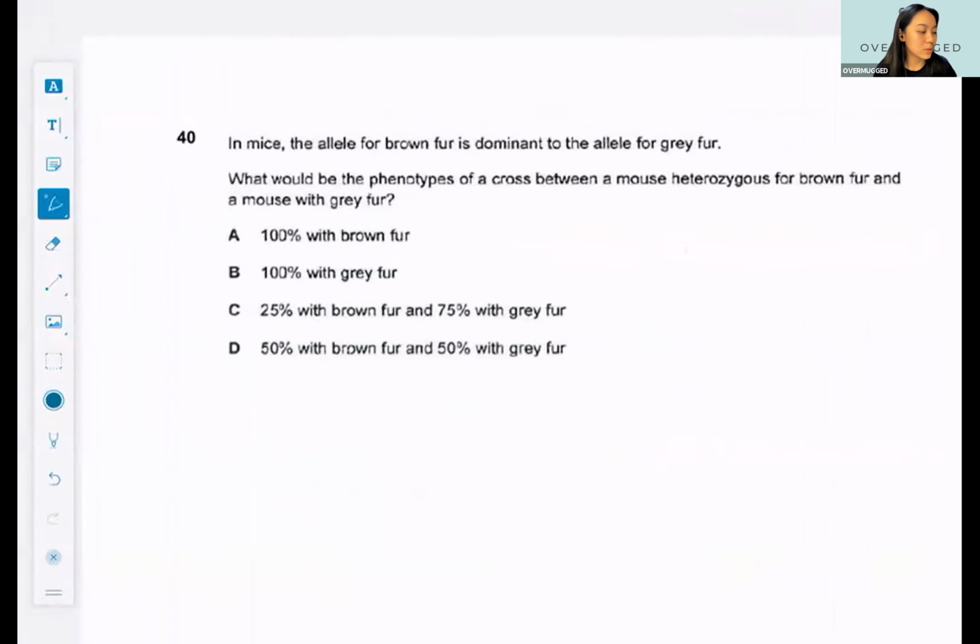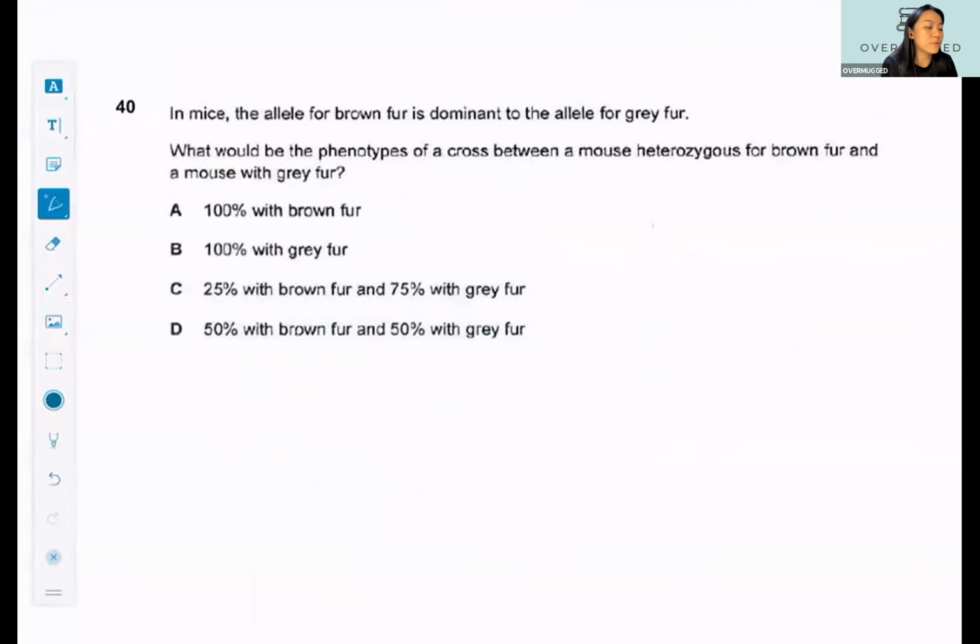For question 40, the allele for brown fur is dominant to the gray fur. And what would be the phenotype of a cross between a mouse heterozygous and then a mouse with gray fur? So brown fur is the dominant one, gray fur is the recessive one. So it is a cross between a mouse heterozygous and a mouse with gray fur. Yeah, so you just cross these, which shouldn't be a problem though.